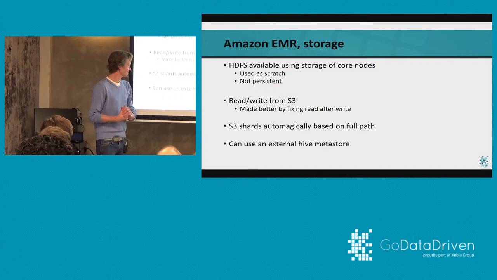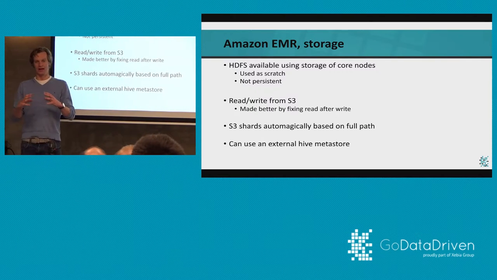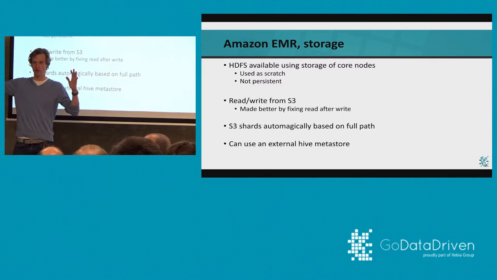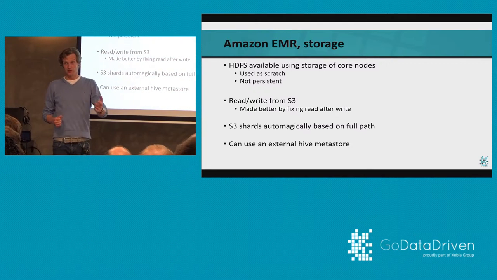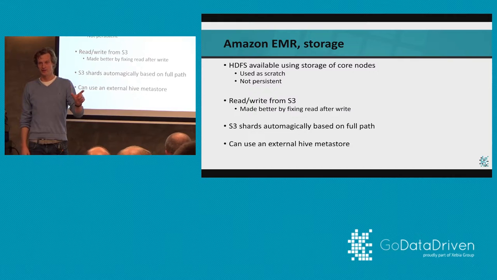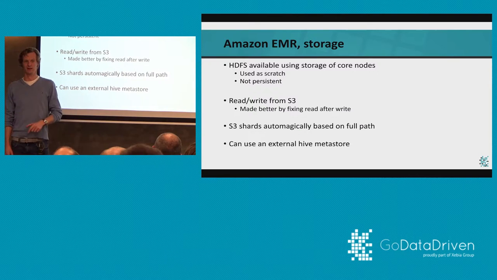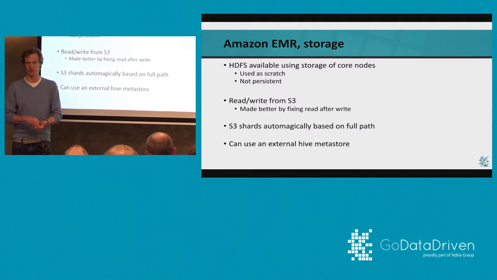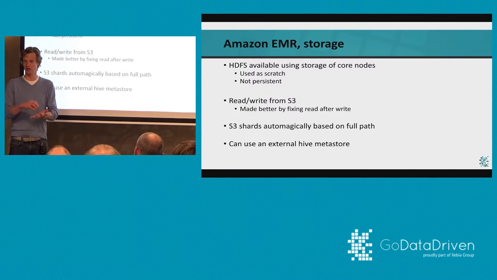So third bullet point. S3 shards your data automatically based on your full path. So in S3 you have this concept of folders, but it's actually fake. All files are just a full file path only. And S3 shards your data automatically based on the first 4 characters of this path. So if you start your path with, let's say, clickstream data slash data, then everything is going to be on a single shard. And you're not going to get the full performance of your S3 bucket because it's basically a single shard.